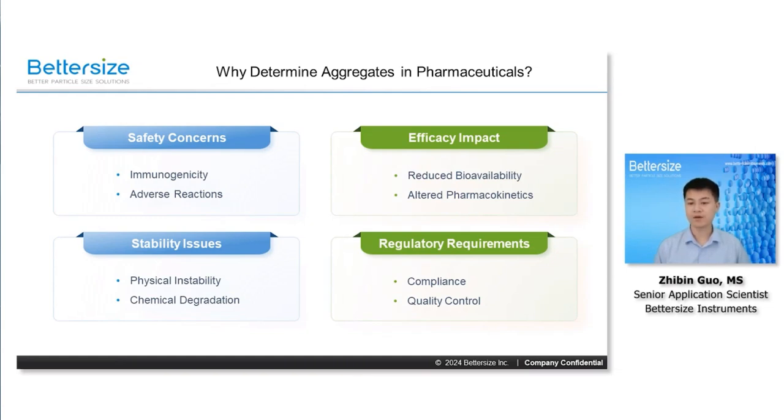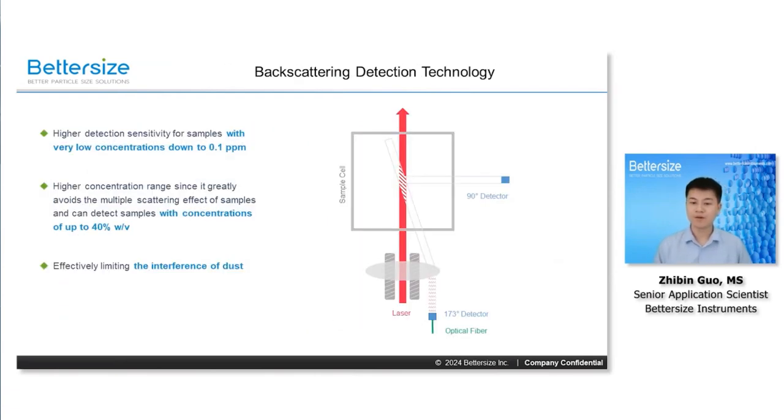Furthermore, aggregates signal physical instability and chemical degradation in formulations, posing long-term stability risks. To meet regulatory standards, pharmaceutical products must limit aggregate levels, requiring regular monitoring to ensure safety, efficacy, and compliance through the product's life cycle. So detection and quantification of aggregates are challenging due to their size variability and low concentrations.